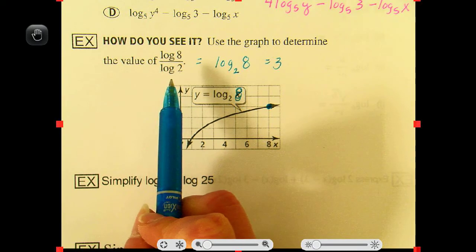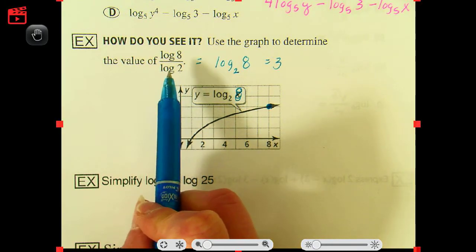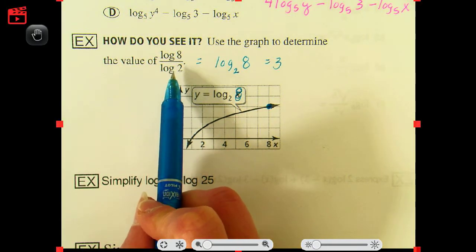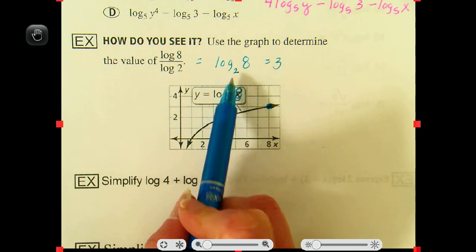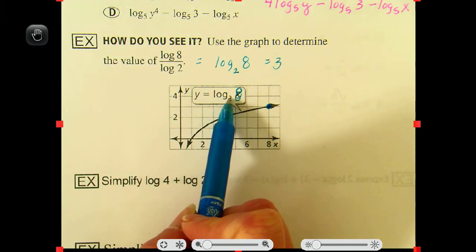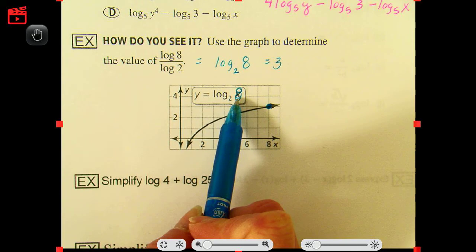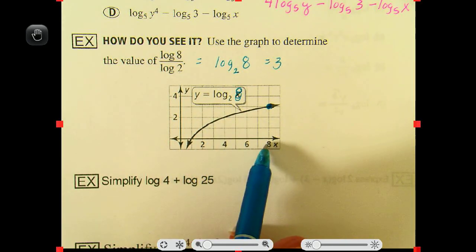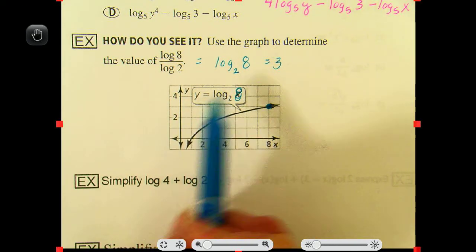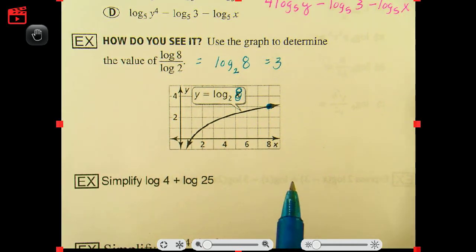So this is that previous property on the previous page. You have to know that this is stemming from this. That was the formula they were using. So that 8 is representing the x, or x is representing the 8. If you go to 8, it lines up with the 3, so it's equivalent to 3.